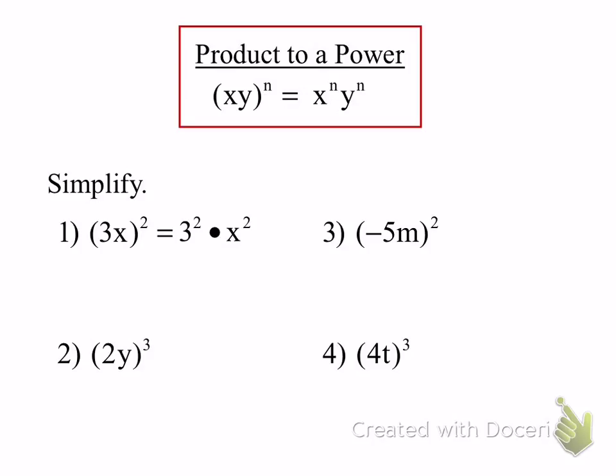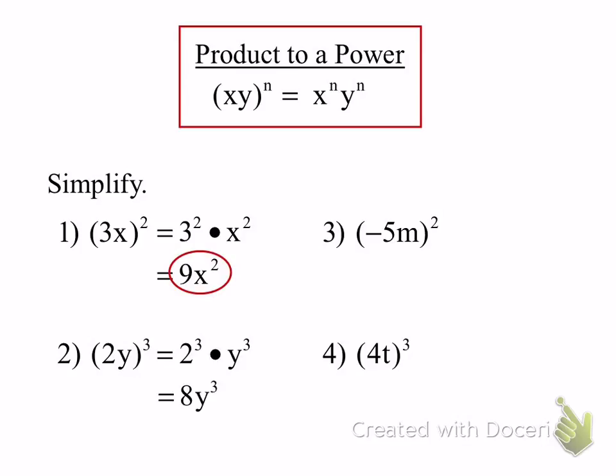Number 2. What's it going to be, Teddy? 2y cubed. Okay, which simplifies to? How do I simplify that? Notice up here, everything in there is to the second power. Everything in here is to the third power. Oh, excuse me, 8y cubed, right, because 2 is cubed, that makes it 8.